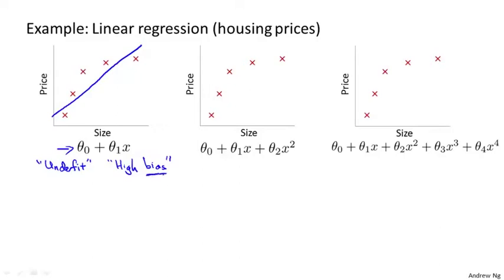The term bias is kind of a historical or technical one, but the idea is that if we're fitting a straight line to the data, then it's as if the algorithm has a very strong preconception, or a very strong bias, that housing prices are going to vary linearly with their size. And despite the evidence to the contrary, its preconceptions, or bias, still cause it to fit a straight line, and this ends up being a poor fit to the data.